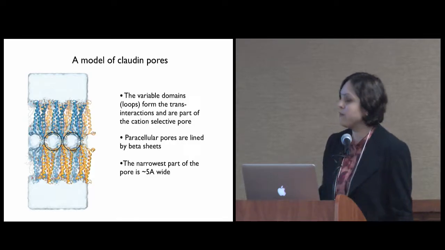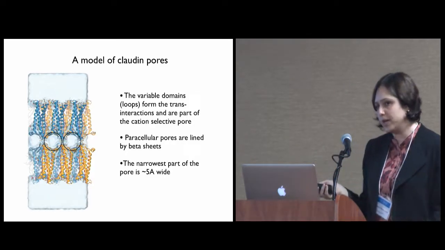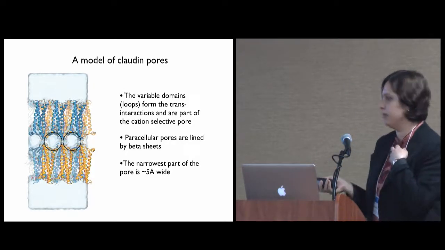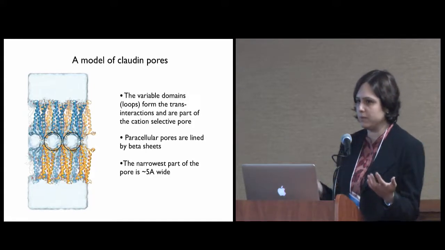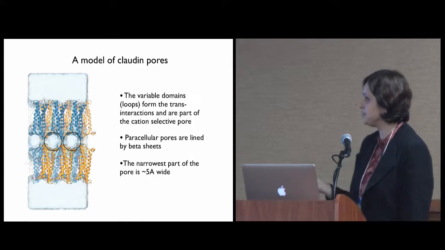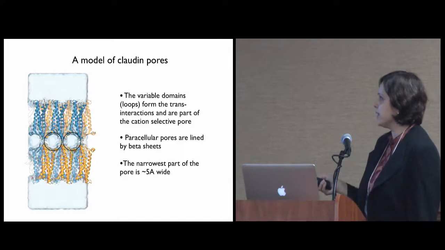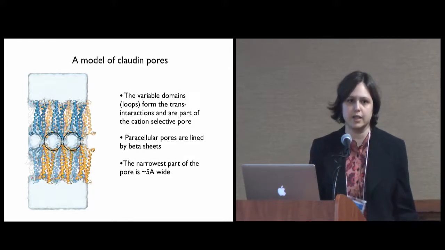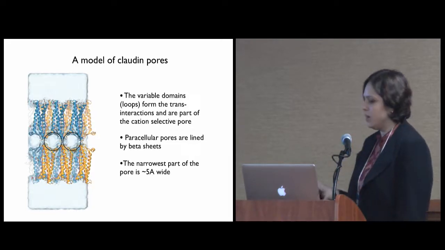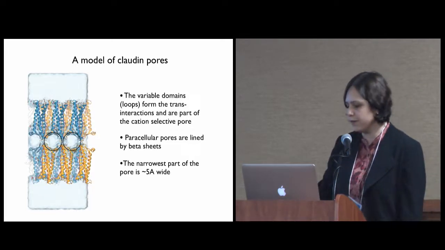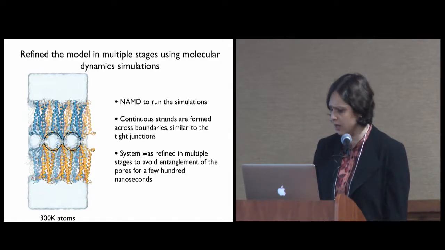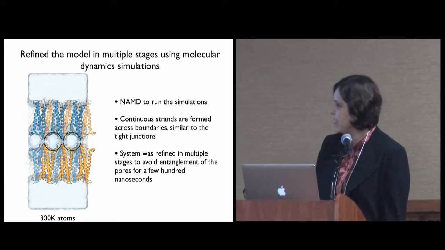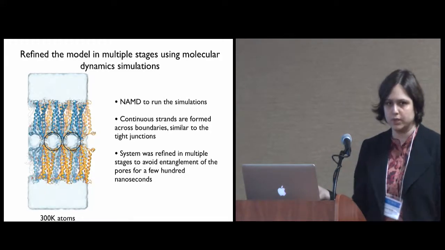And we have pores that are made mostly of beta sheets, which again exist. That's a form very common in many ion channels. And the size of the pore was relatively consistent with what we were expecting. But to verify the model, what we did was we took this system and looked at the ion transport in these systems.